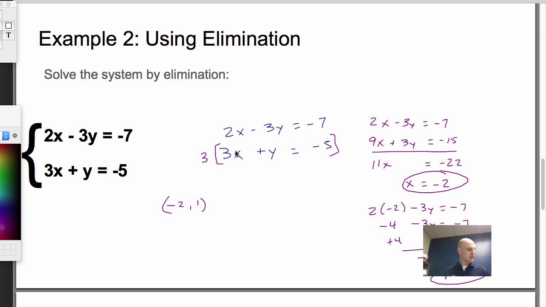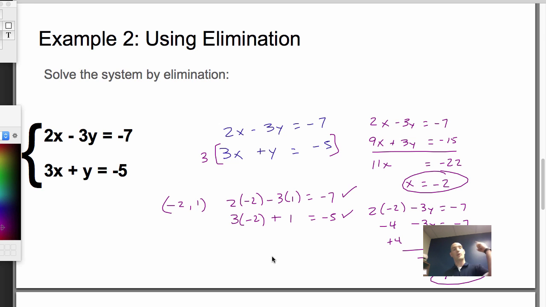Well, if I check it out, I put them back in, I've got 2 times negative 2 minus 3 times 1. Is that equal to negative 7? Putting it back in, checking it. Yeah, so this is negative 4 minus 3 is negative 7. Put it into the second one, 3 times negative 2. So I'm putting it into this equation. Plus 1 equals negative 5. Is that true? Negative 6 plus 1 equals negative 5. So that solution checks out.